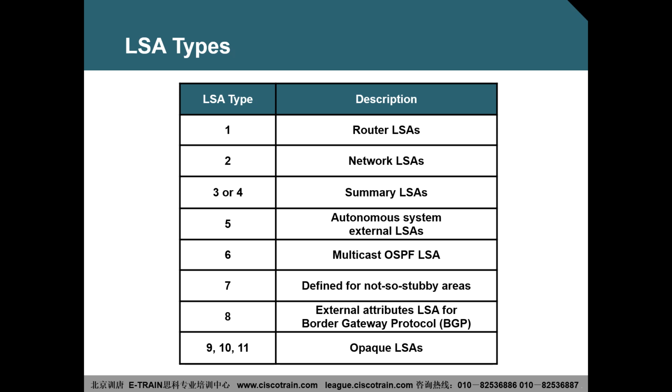Type 8 LSA is used when BGP routes are carried by OSPF. BGP is not just advertising the network, they advertise attributes along with the network. So to carry the attribute, LSA type 8 is used.